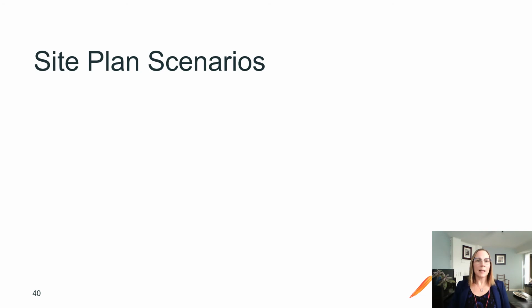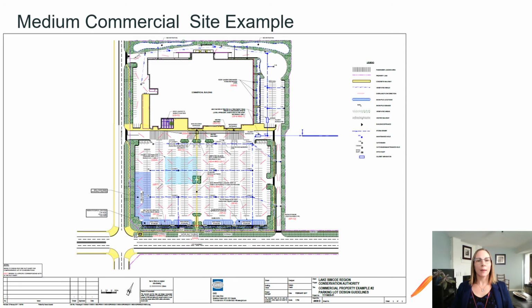So now we'll look at the site plan scenarios that were developed. The site plan drawings are where we start to incorporate some of the features that we discussed earlier, and I'm just going to go through a couple of these to show you an example of what we're looking at. So this is the medium commercial site. It's about a 5-hectare site, and I'm sure it's very hard to see, and I apologize for that, but I'll just walk you through some of the features that you'll see on this site.